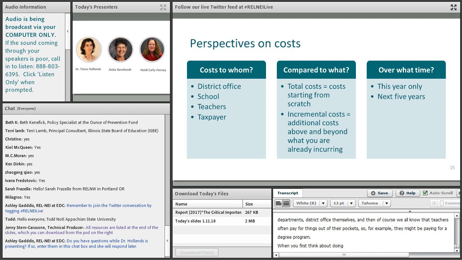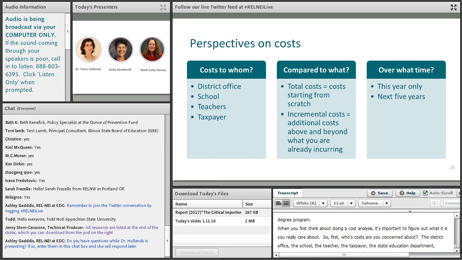When you first think about doing a cost analysis, it's important to figure out what it is you really care about. So first, whose costs are you concerned about? Is it costs to the district office? Is it costs to the school, the teachers, the taxpayer, the state education department, or some combination of all of those?